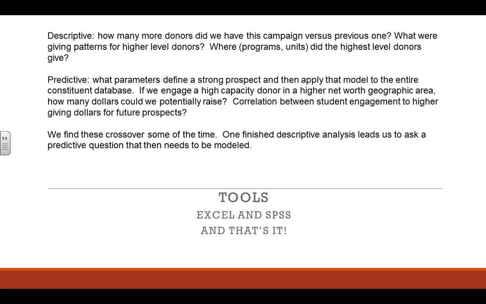Then the next one that we utilize the most are predictive. So what parameters are we defining a strong prospect with, and can we apply that to our entire pool of prospects? Can we apply it to a particular division? If we engage a higher capacity donor with high net worth and look at them specifically by a geographic area, how many more dollars could we potentially raise? And one of the biggest projects we're working on right now is, could student engagement correlate to higher giving dollars from prospects in the future?